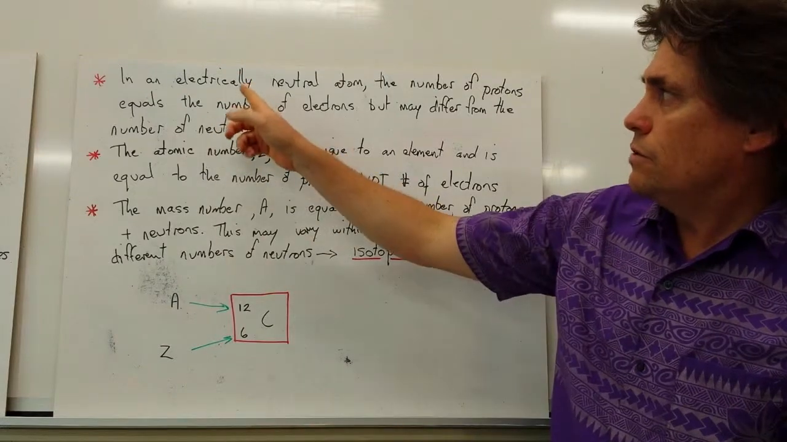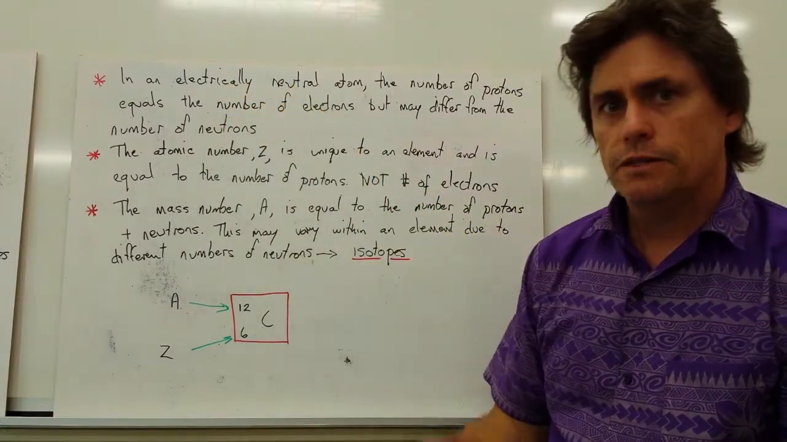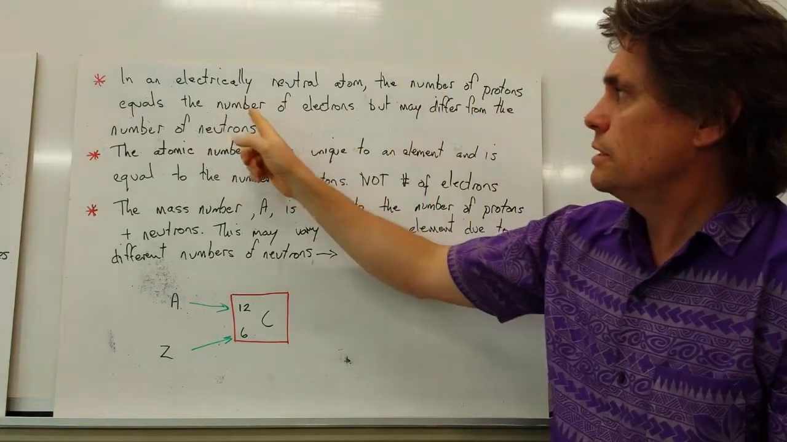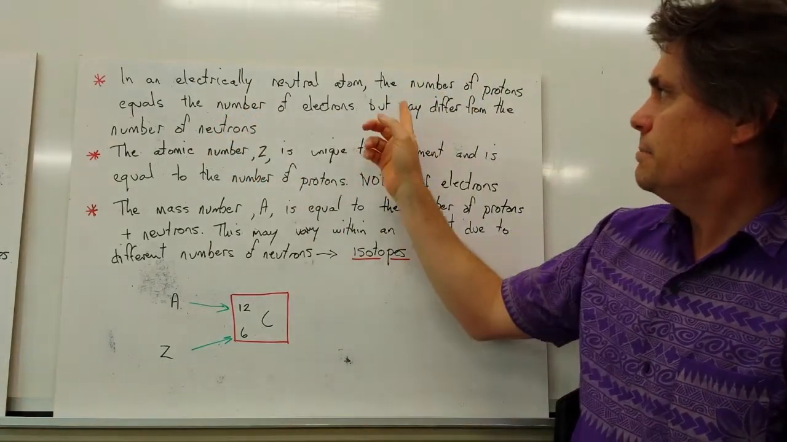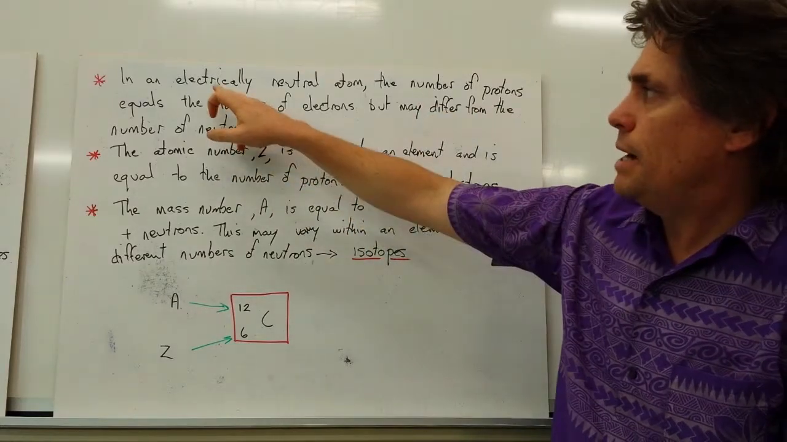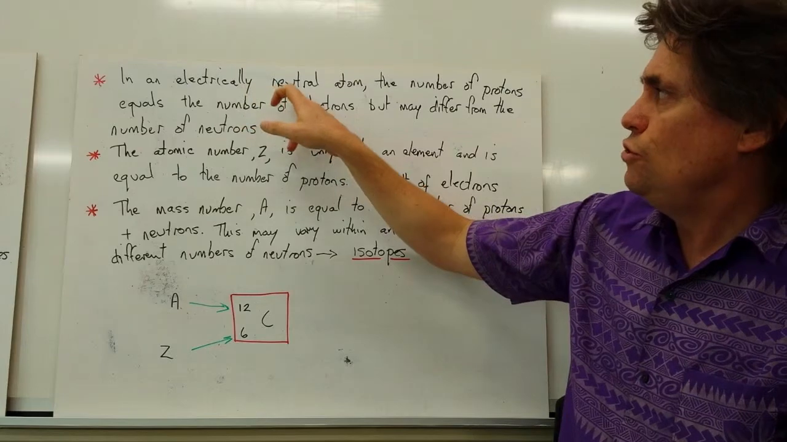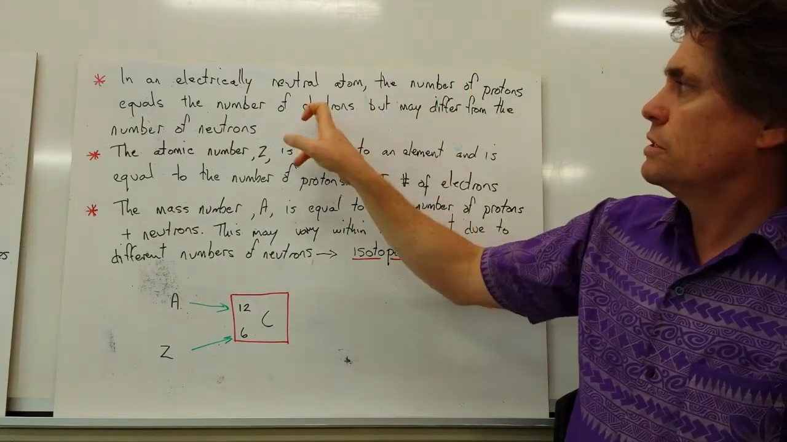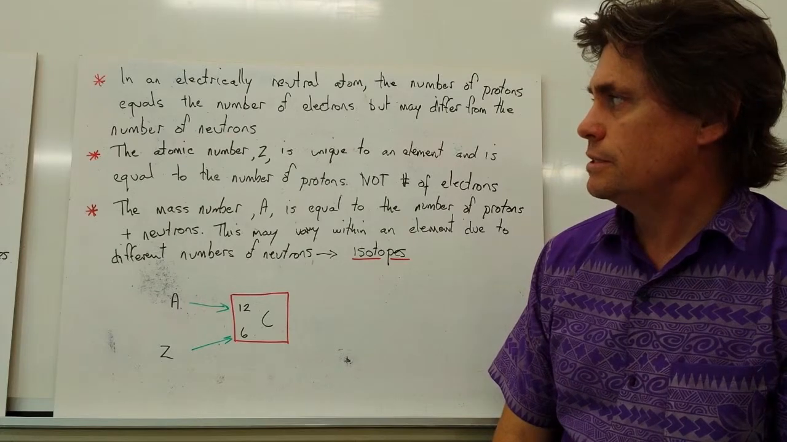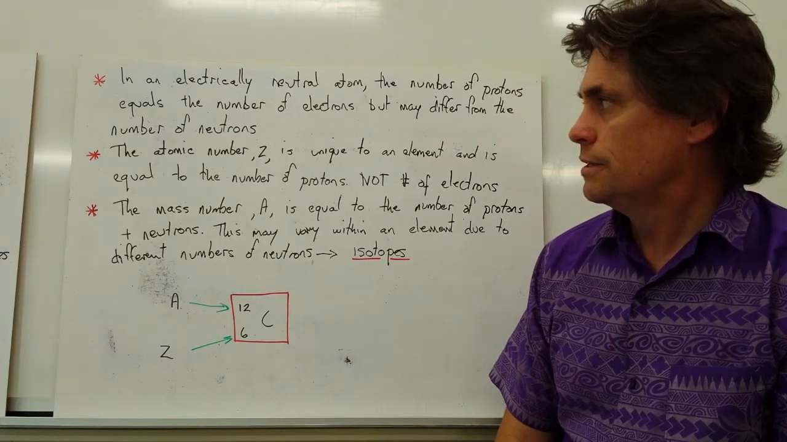So in an electrically neutral atom, so an overall charge of 0, the number of protons equals the number of electrons. But this may differ from the number of neutrons. So that's the important part. It must be electrically neutral for the protons to be equal to the number of electrons. Now if we start from this premise, we can actually make some definitions.